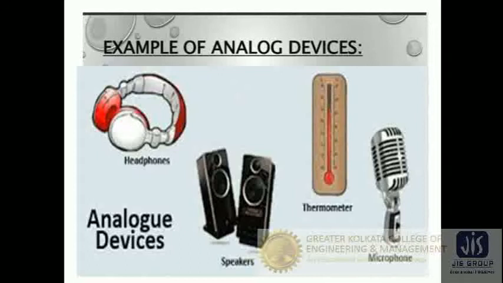It is the example of analog devices. Here we can see a headphone, a speaker, a thermometer and a microphone. These are all analog devices. The headphone is the output of the audio system in analog form. The speaker is also an audio system output, an audio analog signal output. It converts the electrical signal into sound.